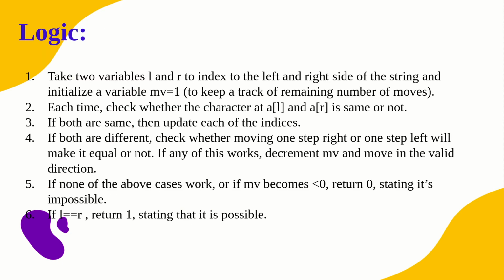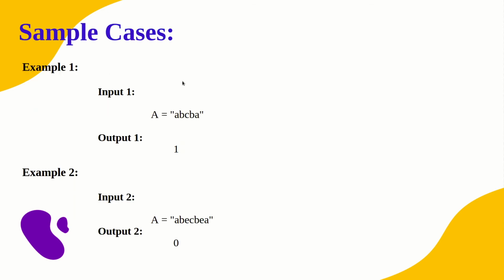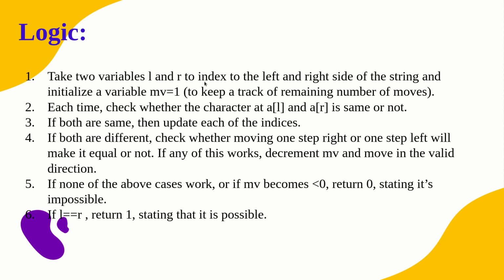So let's first discuss that. As we have discussed, we need to take two variables L and R, index to the left and the right side of the string, and initialize a variable mv equals to 1 to keep a track of the remaining number of moves. Okay, so first let's understand what are the variables L and R used for. So L is used to keep a track of the leftmost index, and R is used to keep a track of the rightmost index. Okay, so that's why it's called a two-pointer approach, because we make use of two pointers, L and R, or basically two indices.